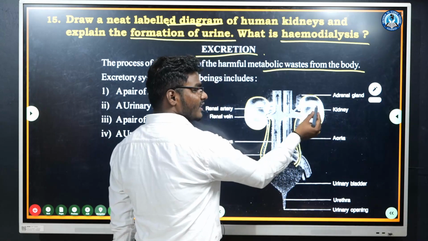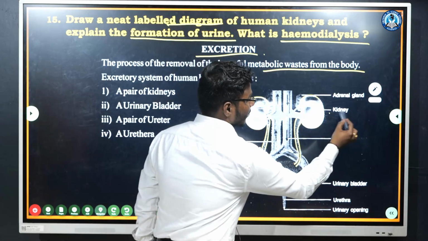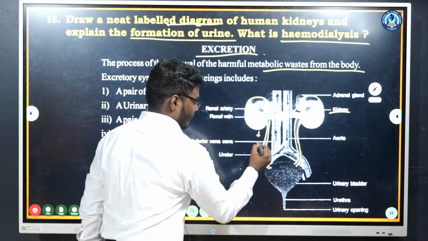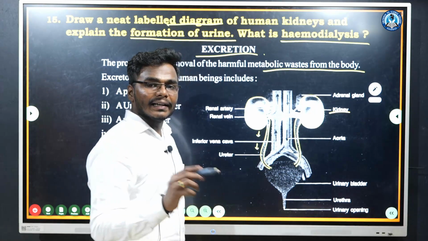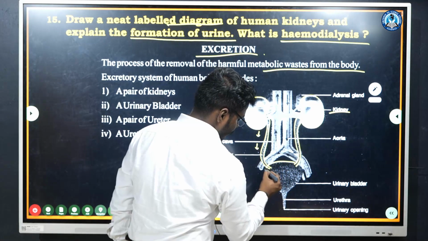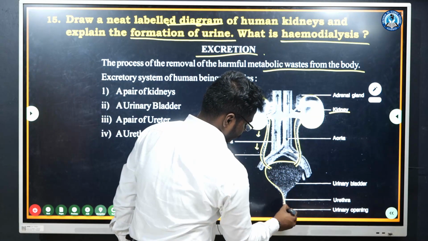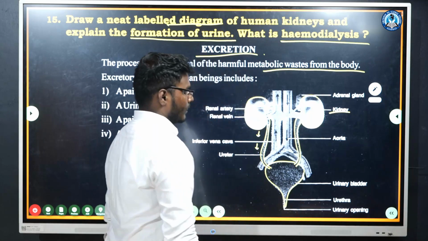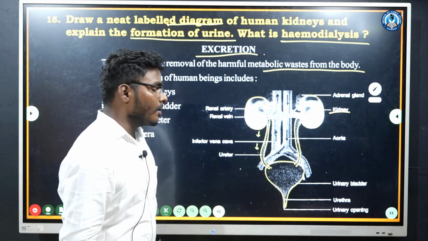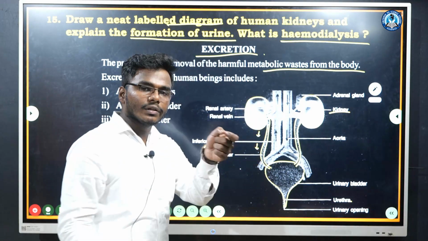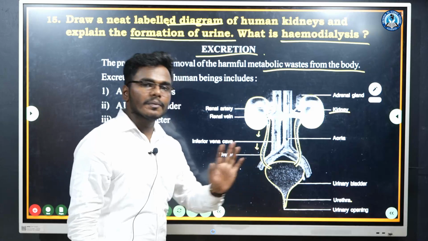So the urine that is secreted in the kidneys goes through the ureter, and it is collected in a bag called the urinary bladder. So this is the urinary bladder. This is the urethra, where the urethra opens up and the urine is passed.